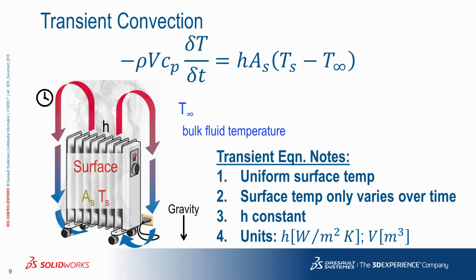When we move over to the transient convection problem, we see the introduction again of those material properties, density and specific heat, and we have a volume defined by V there. I just want to point out the units for the heat transfer coefficient, in watts per meter squared Kelvin. And this equation, the way that it's defined, has the surface temperature only varying over time, and H, the heat transfer coefficient, is again constant.